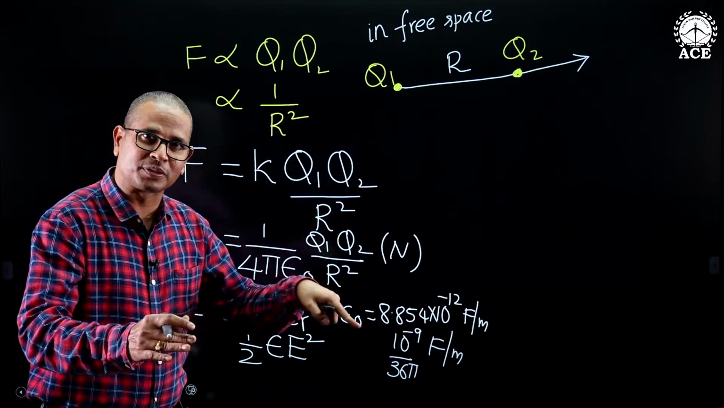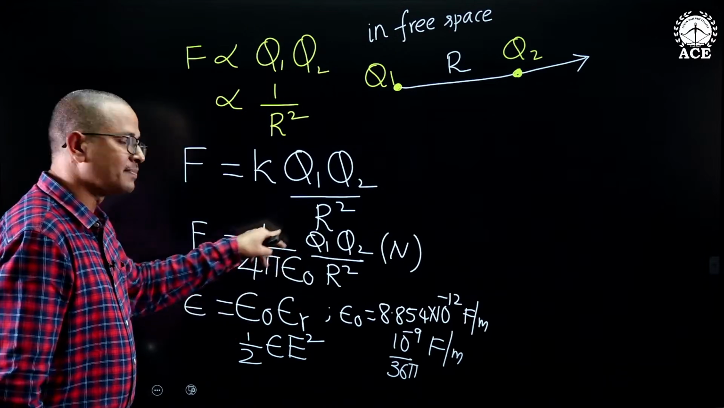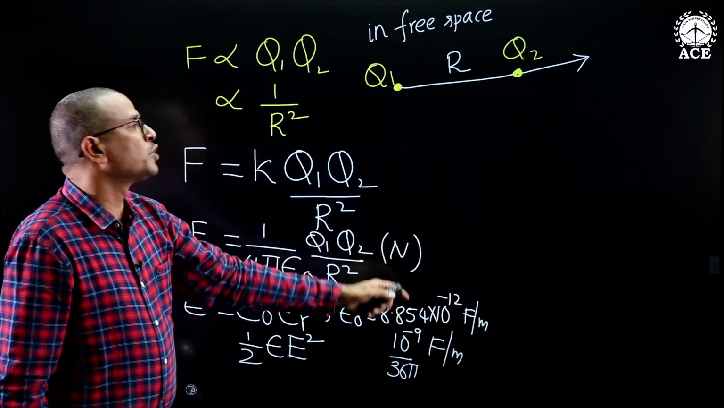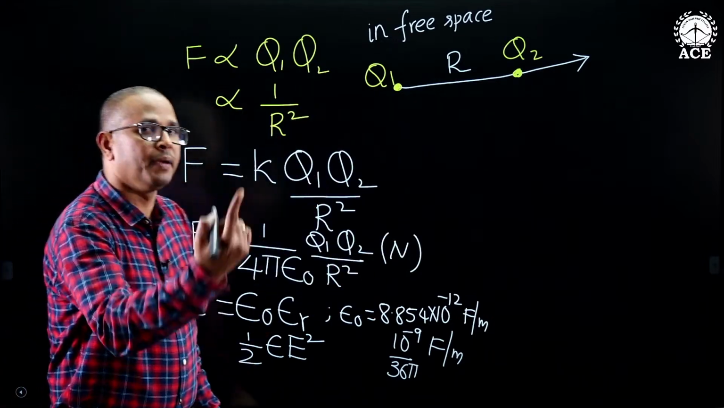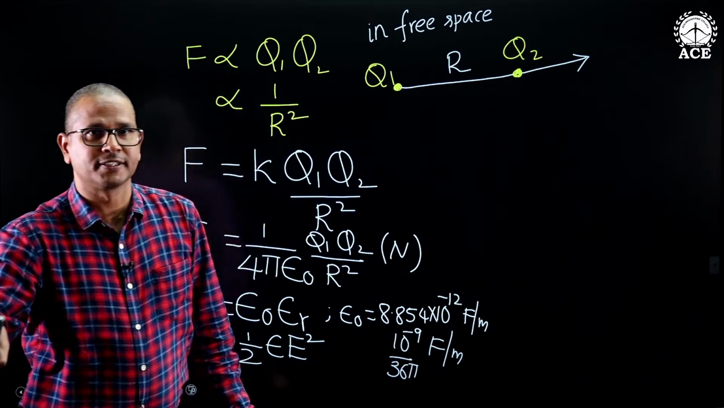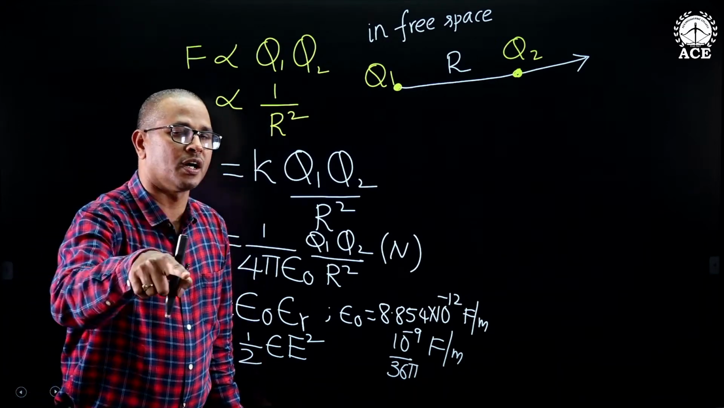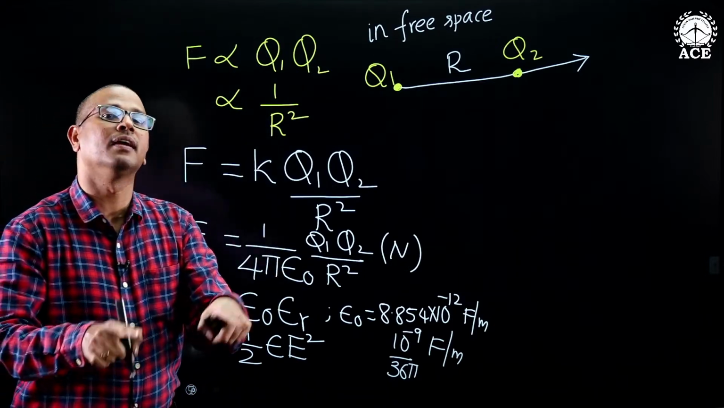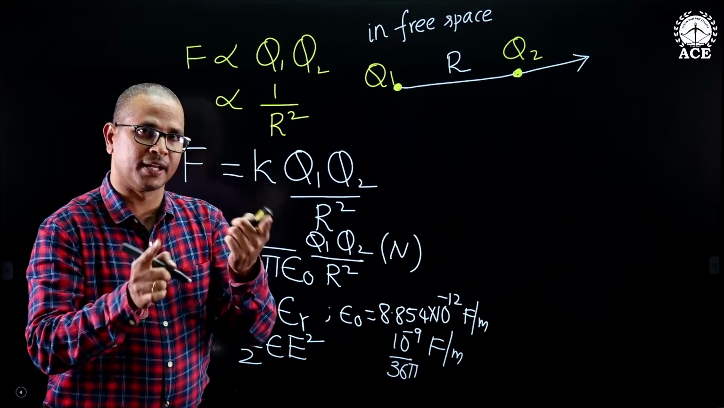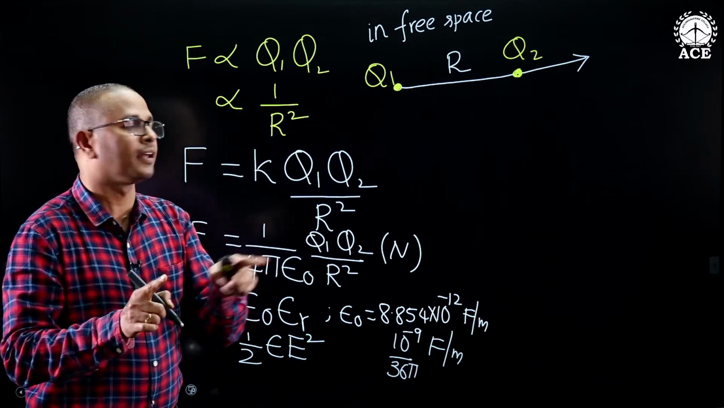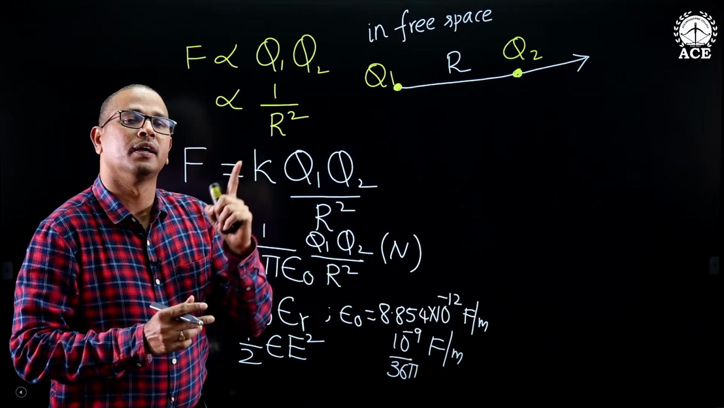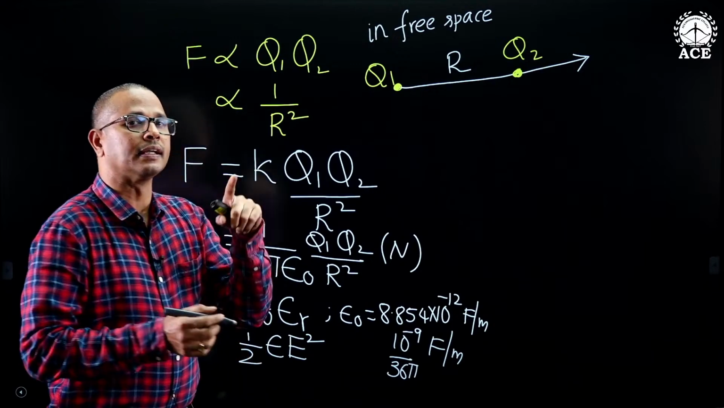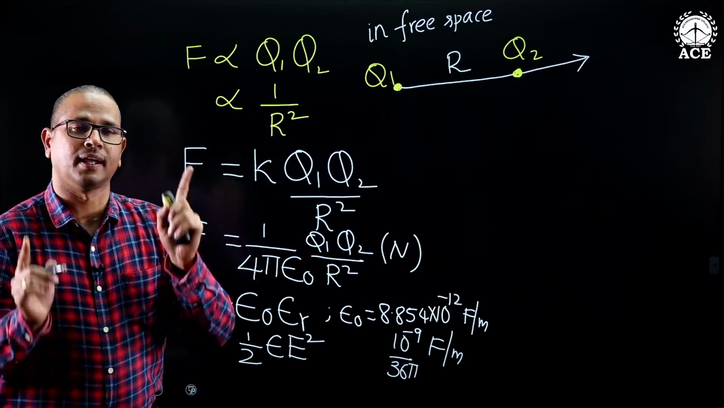But what about vector force? That is very important for us. This is just magnitude. The vector force acts along the line joining the two objects, and it can be attractive or repulsive, depending on the polarities of the charges you have taken. If two charges are of the same polarity, plus plus or minus minus, there will be a repulsive force between them. If they have opposite polarity, plus minus or minus plus, then the electrostatic force between them is attractive.